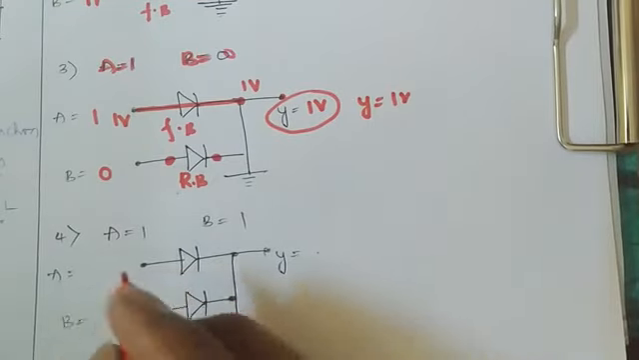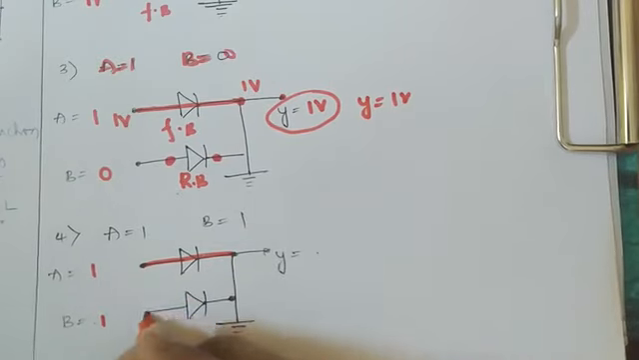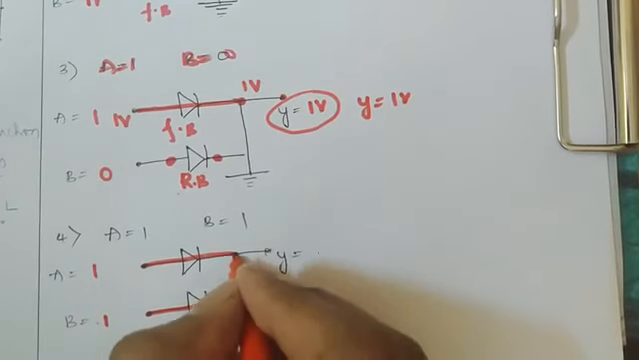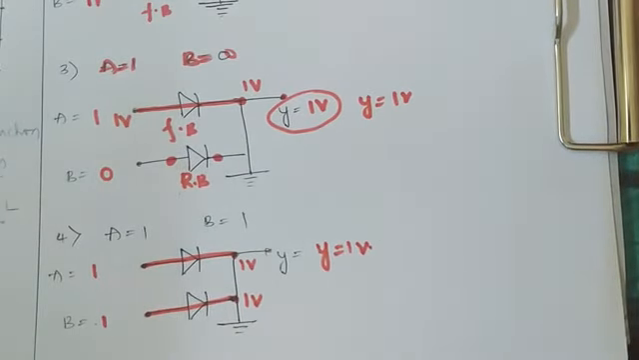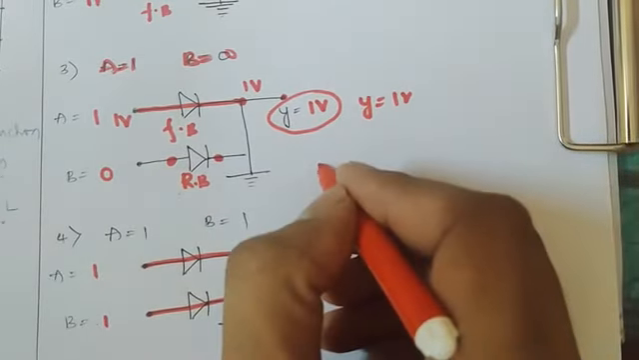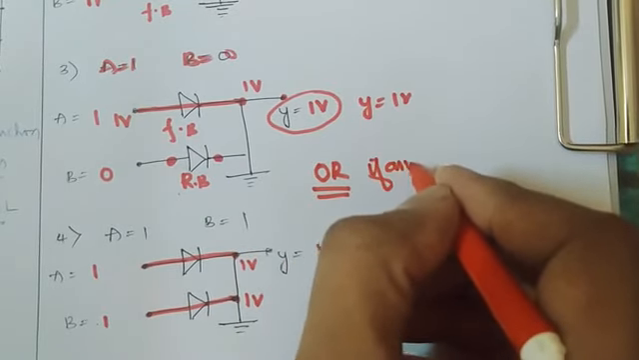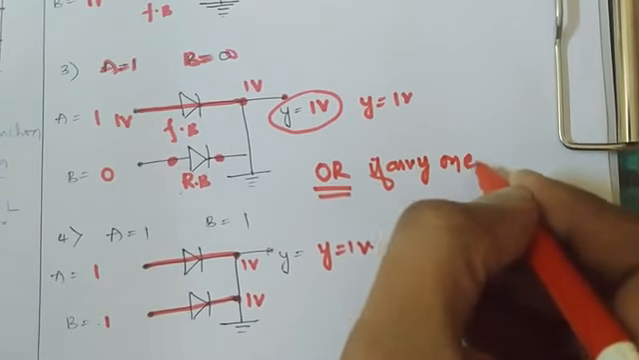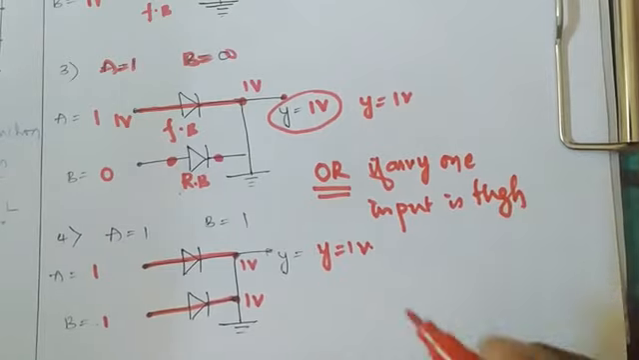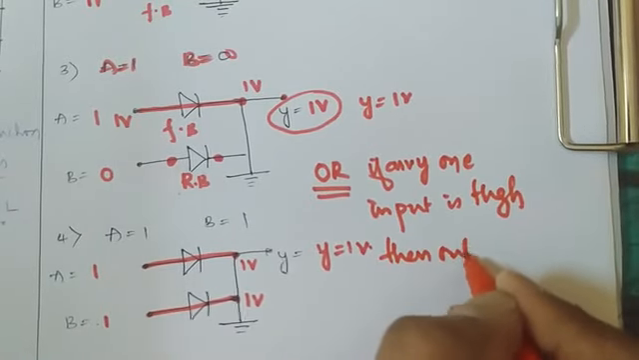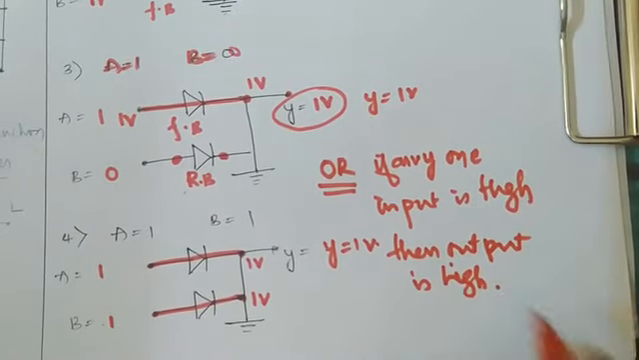Now the last case: A equal to 1 and B equal to 1. Both diodes act as short, and both are maintained at 1 volt, so the output is also 1 volt. Finally, we understand the OR gate. OR itself says that if any one input is high, then our output is high. Right? Thank you.